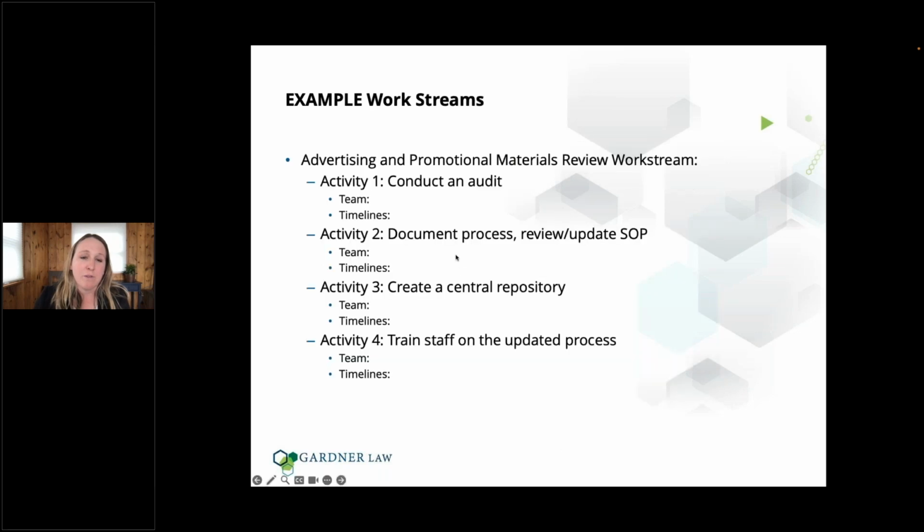All right, and then if you think downstream, maybe there's a work stream dedicated to just advertising and promotional materials review, and then there are activities under that, and there are teams and timelines under each of those activities. So you can see how it can quickly add up in terms of time, resources, and what needs to be done and by when.